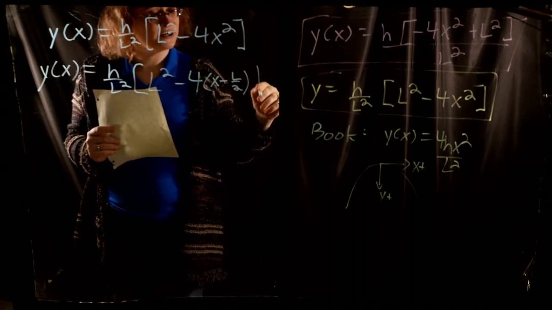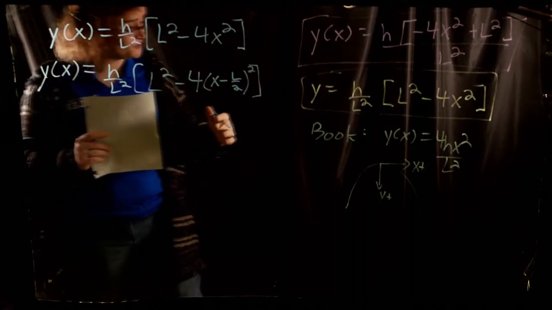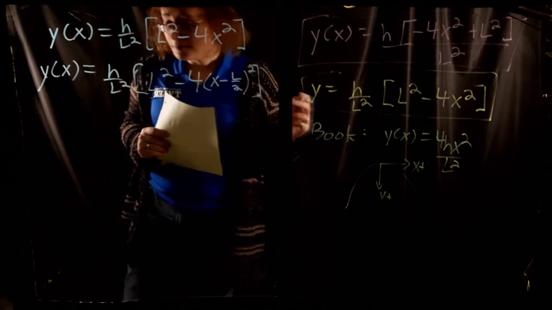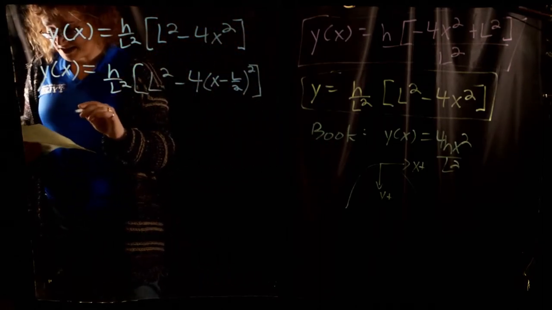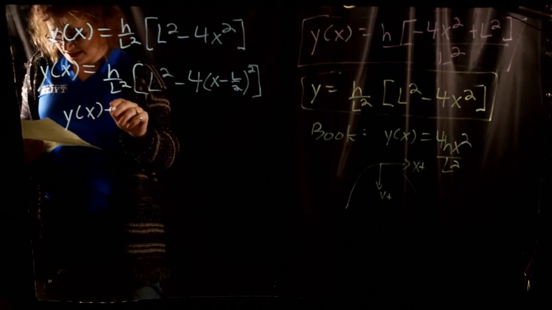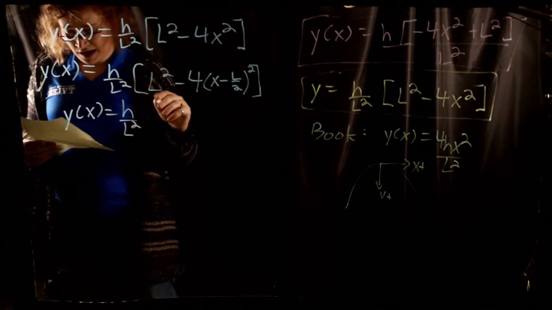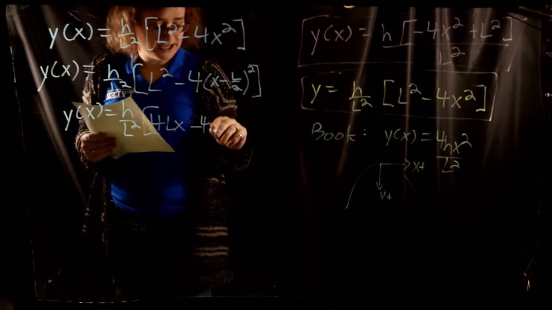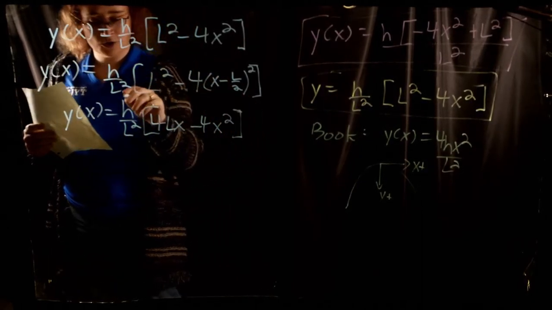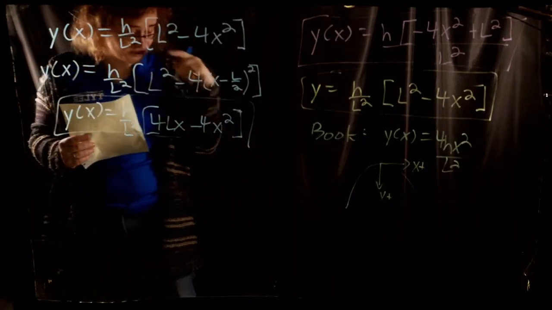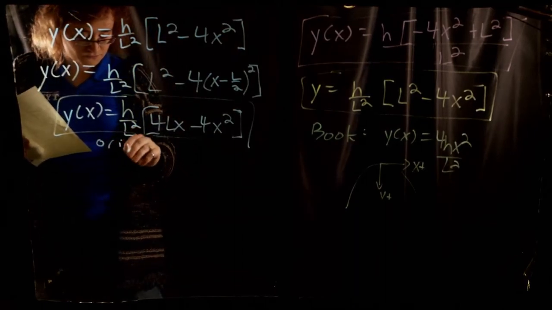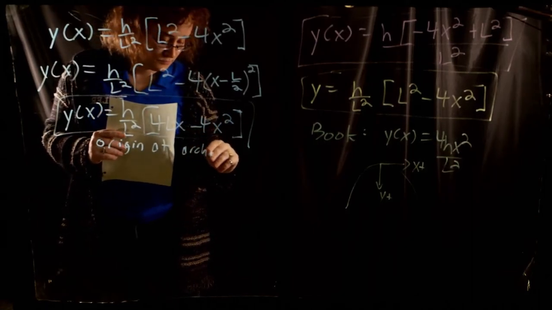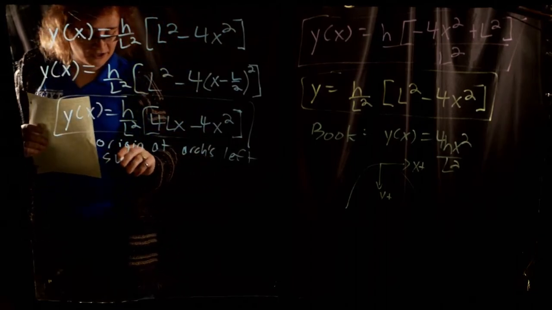And again, what I'm trying to do here is shift it l over 2 units to the right because I want to see what this looks like with the origin positioned at the bottom left of the arch. If you expand that and work through it, you will get that y as a function of x is equal to h over l squared times 4lx minus 4x squared. And again, this is the same equation, just with the origin positioned at the bottom left, so the origin right here, at the left support of the arch.